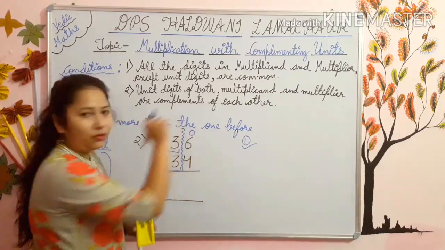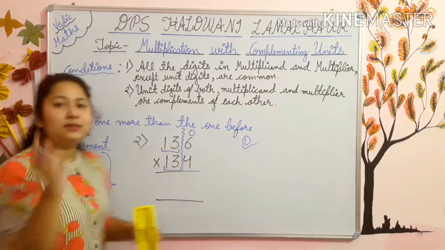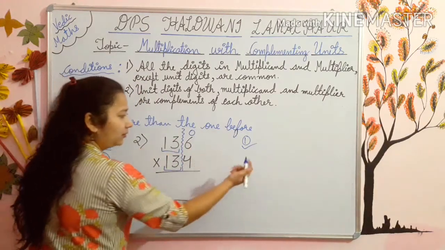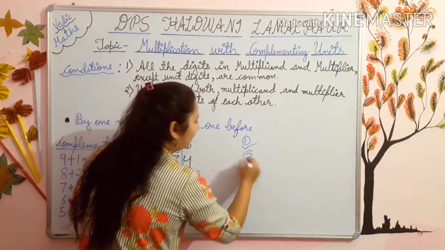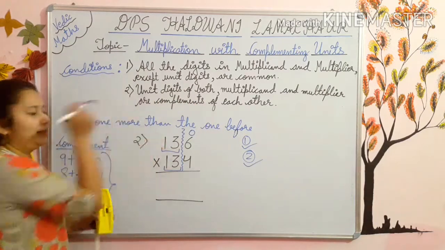They are complements of each other. See, 6 and 4. Complements means they should give the sum of 10. 6 plus 4 is 10. So your second condition is also fulfilled. Now you can apply your trick in this question.